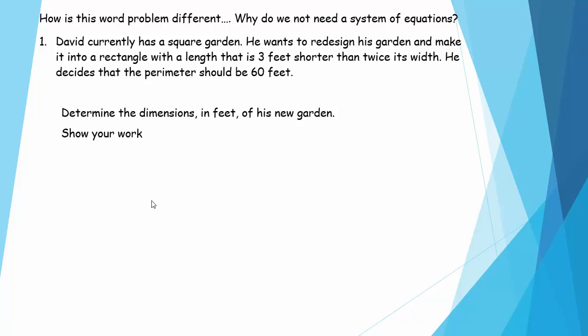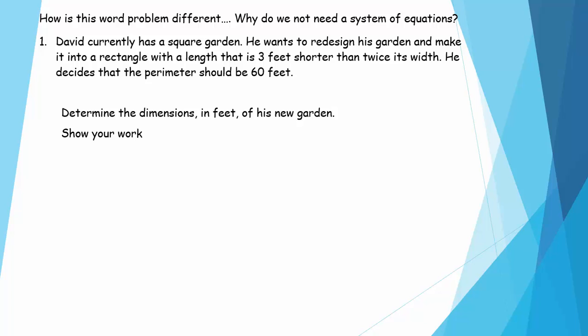This is the second problem on your homework, and I just want to show you the difference, like why I don't need a system of equations here. David currently has a square garden. He wants to redesign his garden and make it into a rectangle with a length that is 3 feet shorter than twice the width. He decides that the perimeter should be 60 feet. Determine the dimensions in feet of his new garden.